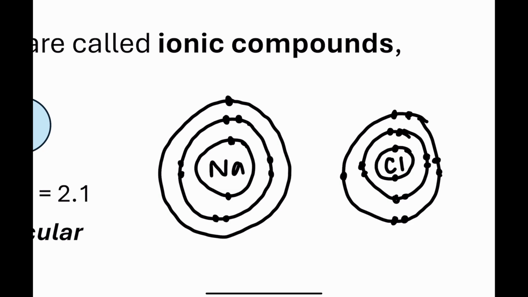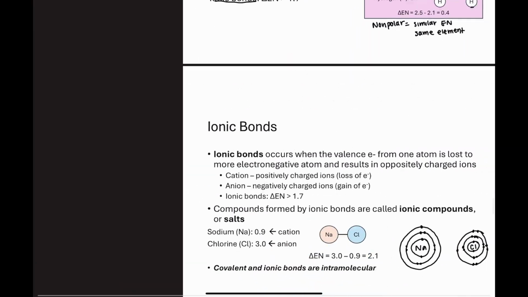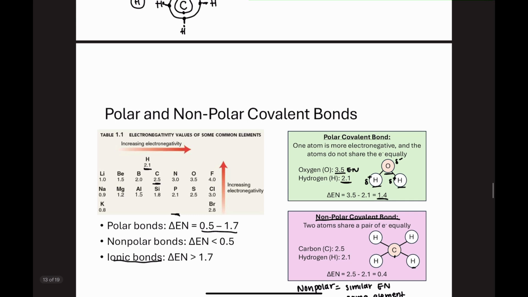So when we check the electronegativity values, we can see that even when we're looking only at the periodic trends, chlorine is much more electronegative than sodium. It has an electronegativity of 3, meanwhile sodium has an electronegativity of 0.9.